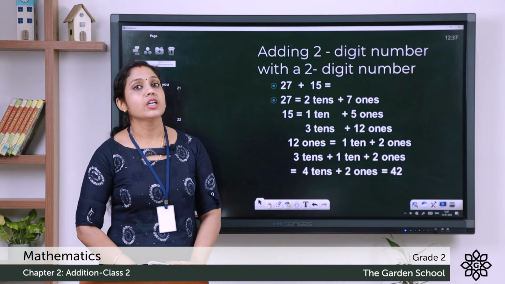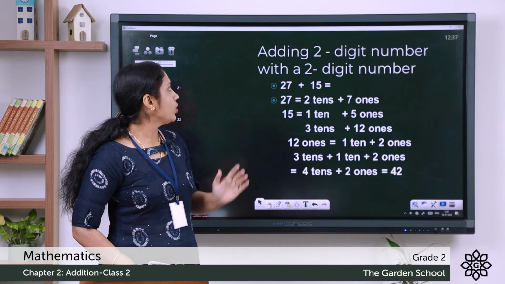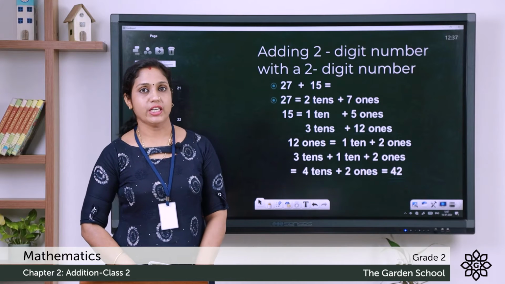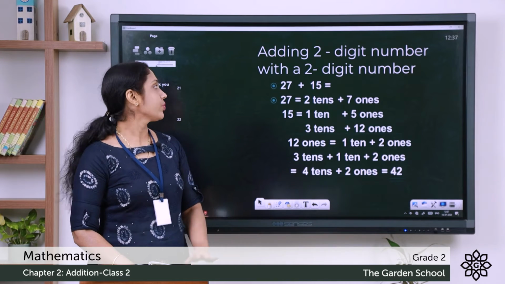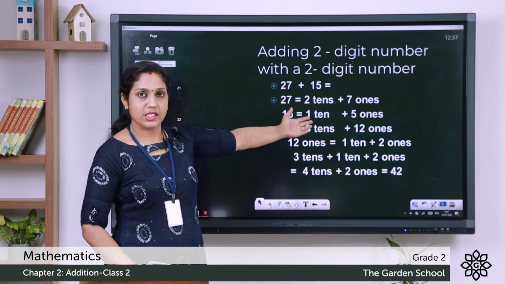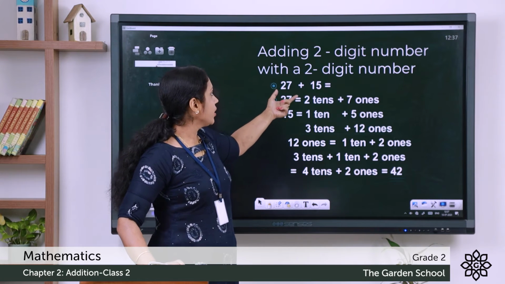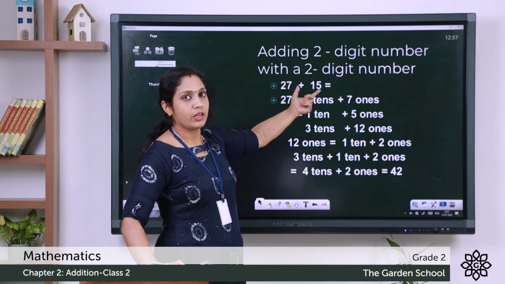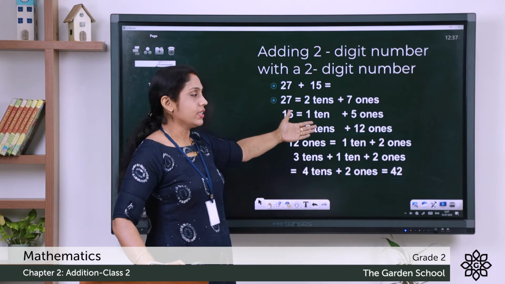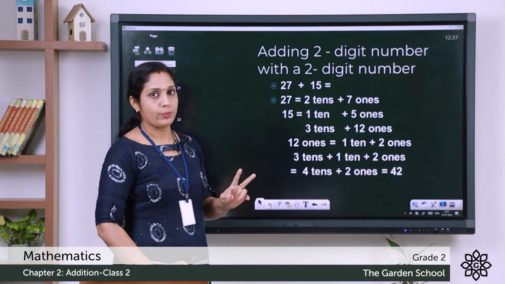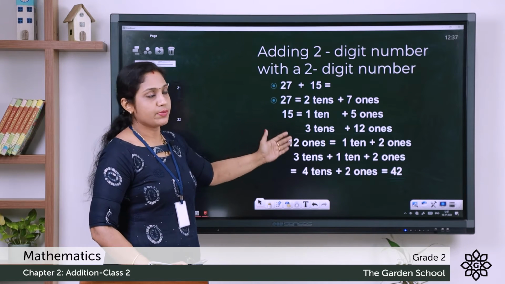Moving on to our next class, we are going to learn today adding a 2-digit number with a 2-digit number. So let's see, 27 plus 15, both are 2-digit numbers. So we'll write 27 plus 15. We'll see how we are going to add this. There are two methods for adding. We are going to learn the first method here.